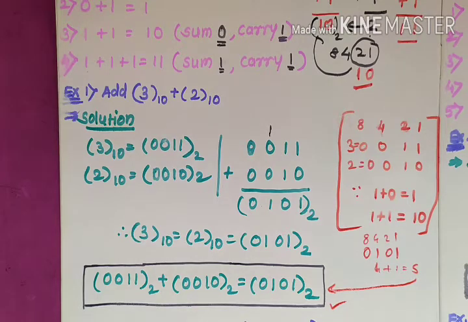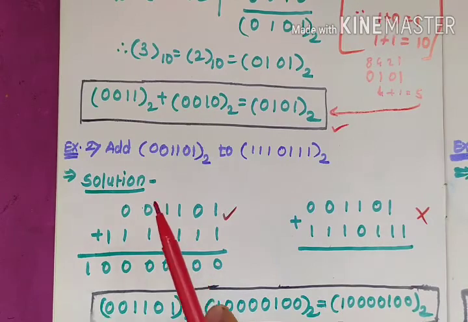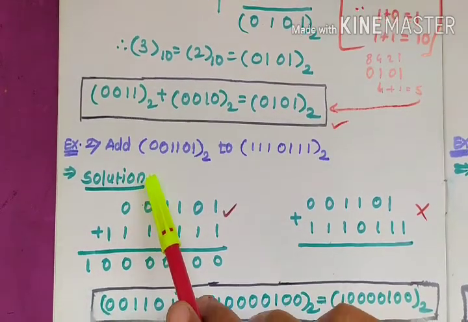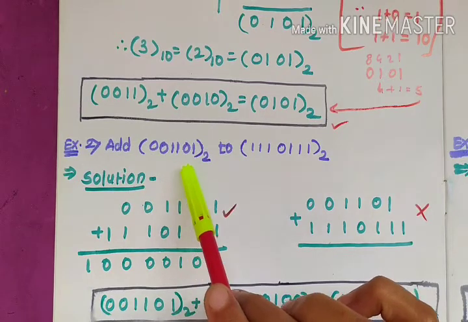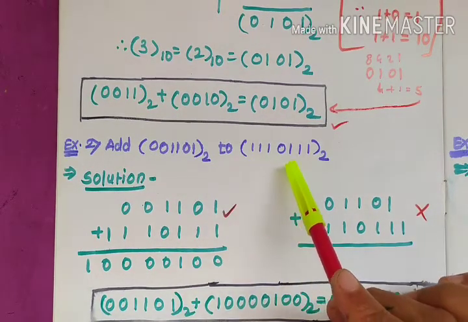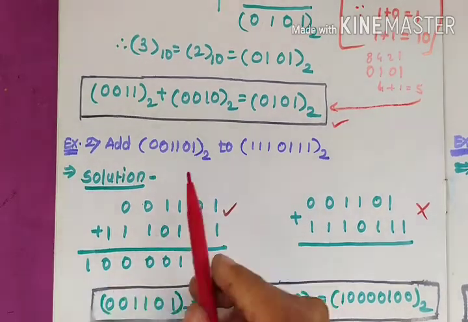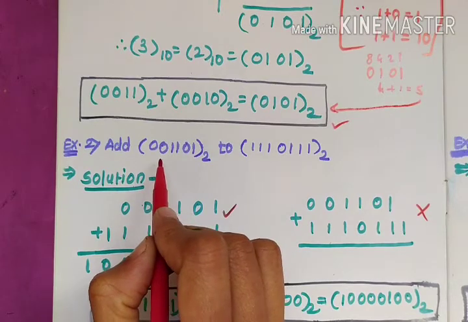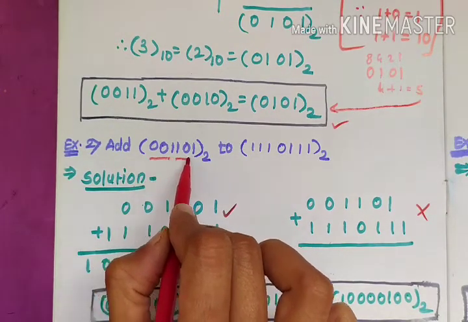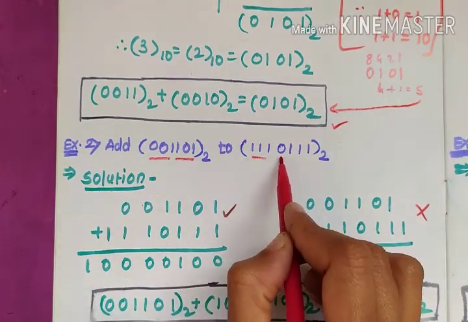Now let us consider another example. See, this is the next example. You have to add 001101 binary to 111011. Students, observe this example carefully. In this example, the first number is 6 digits. What about the second number? It is 7 digits.